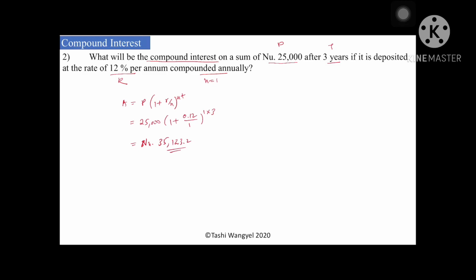Calculating, the amount is 35,123.2. To find the compound interest, interest is equal to amount minus principal. The amount is 35,123.2 minus the principal 25,000, so the interest is 10,123.2.